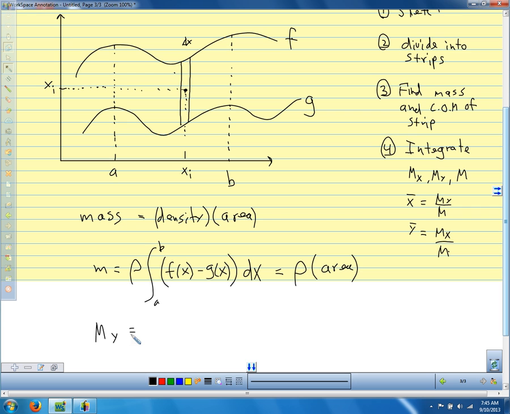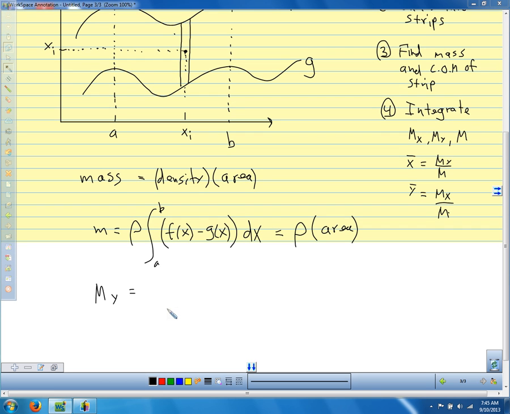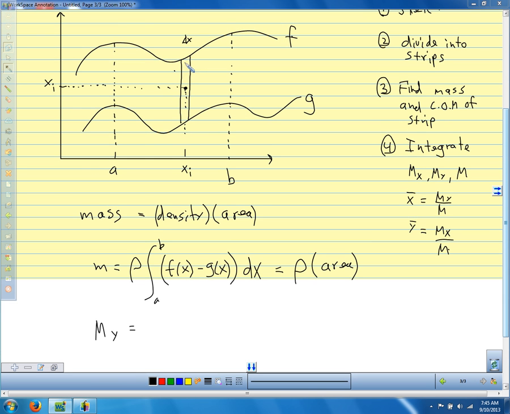The moment about the y is the mass of this rectangle. Well, we already found the mass of that little rectangle. The mass is the area of the little rectangle, f of x minus g of x times dx times delta x. So the mass is f of x minus g of x, and we have this dx out here. We have something else to put in there. How far is it from the y-axis? Based on our drawing, x.